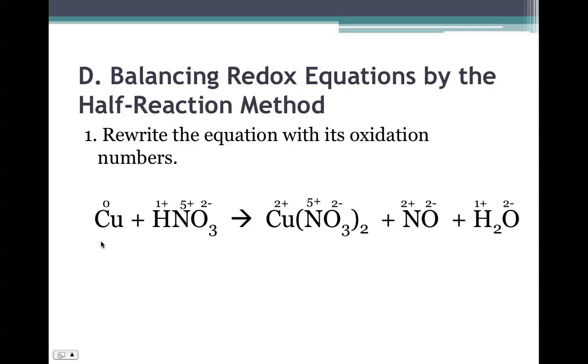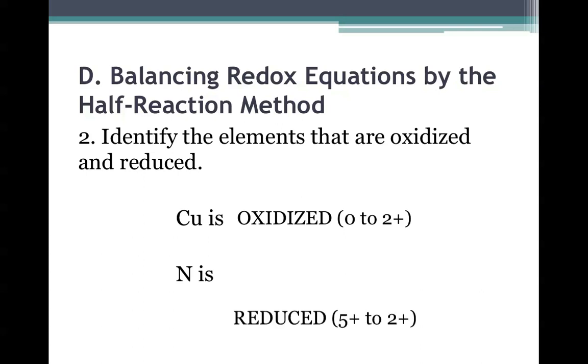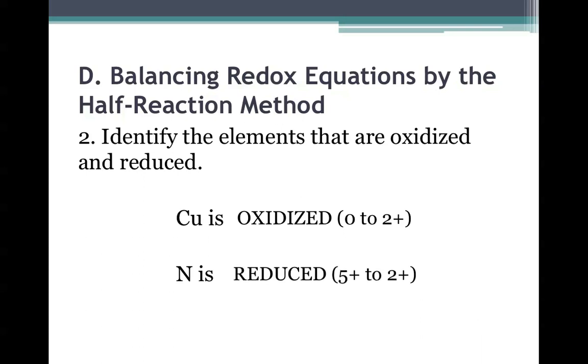You're going to see that only 2 have changed. Copper has gone from 0 to +2, and then nitrogen has gone from +5 to +2. And yes, some of the nitrogen atoms have stayed the same. However, we are concerned with the atoms that have gone from +5 to +2. All right, so identify the elements that are oxidized or reduced. Because copper has gone from 0 to +2, it has lost electrons, so it's oxidized. And then nitrogen, which has gone from +5 to +2, has been reduced, so it has gained electrons.